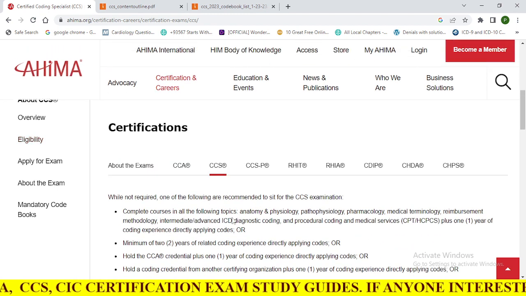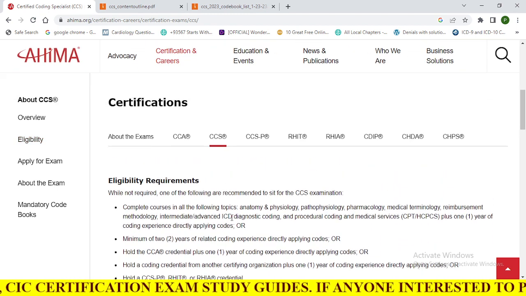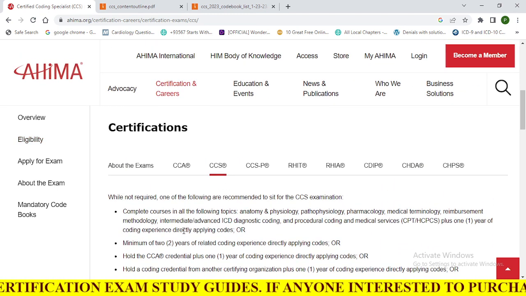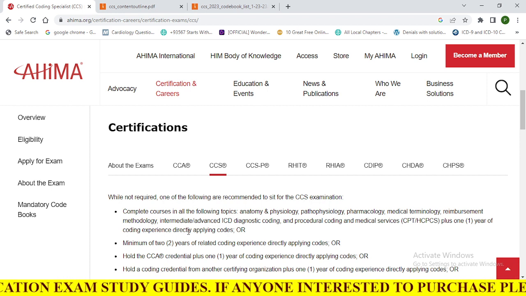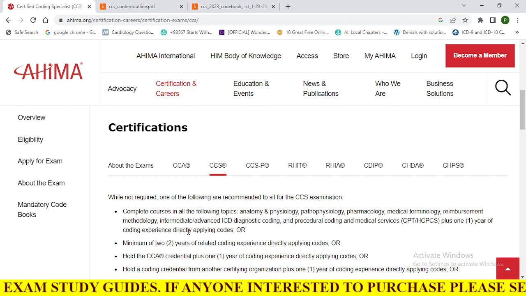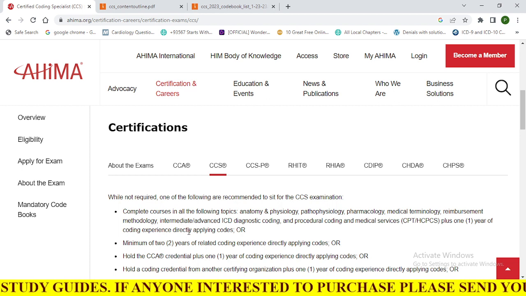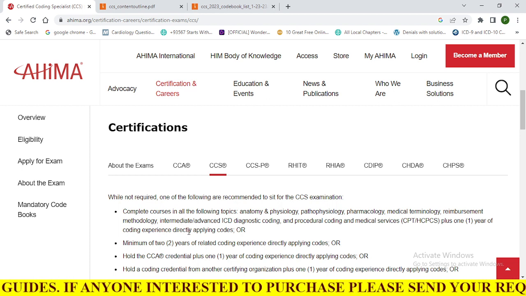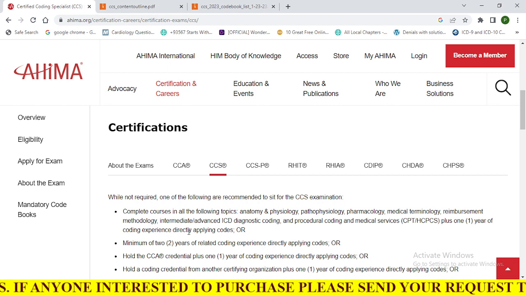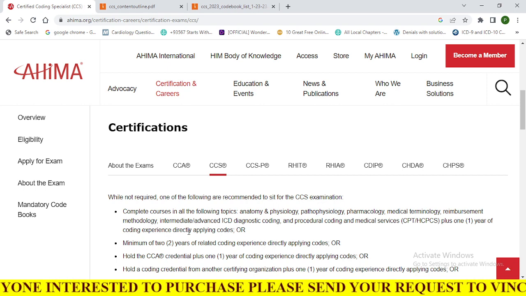Guys, basically these are not required, but if you meet these criteria, it might be good to write the CCS certification. These are not mandatory requirements. If you are confident, you can write without these requirements also.